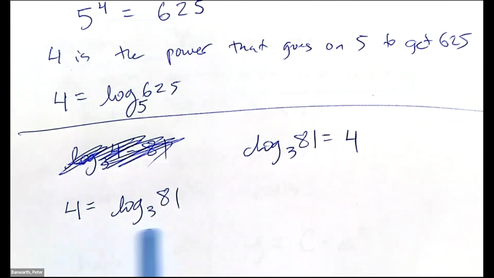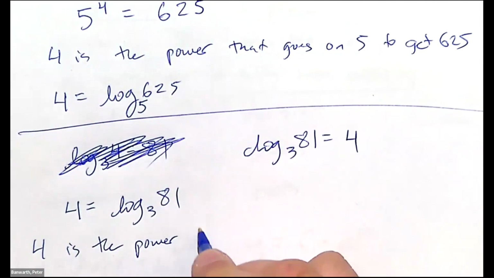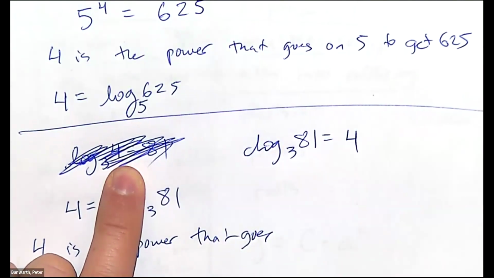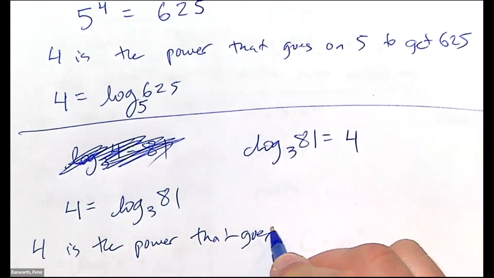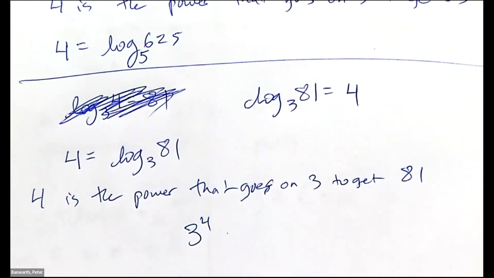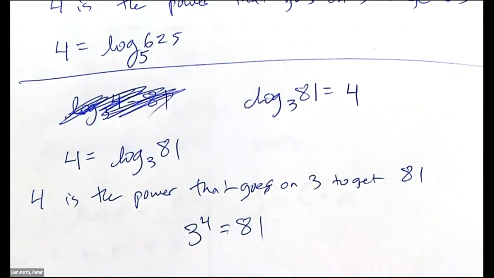Somebody else want to read this sentence to me? And you see why that was wrong? If we had tried to do it that way, it would have been wrong, right? 81 is not the power that goes on 3 to get 4. That's definitely not right. 4 is the power that goes on 3 to get 81. There we go. All right, this will be up here if you want to take a look at it, but I want to keep on trucking.